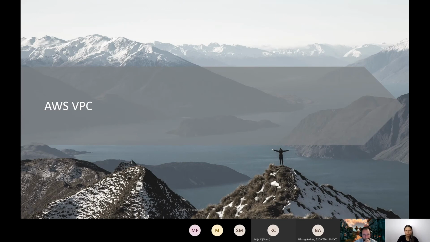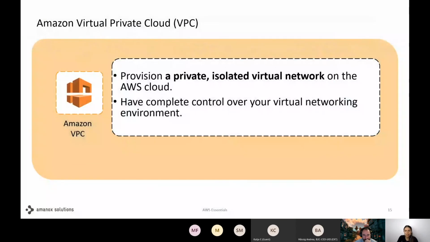Okay, then we move forward with the first service that we're going to see, which is about networking. VPC stands for Virtual Private Cloud, which is a virtual network topology that closely resembles a traditional network that you might already have seen, or something that we can also find in private data centers. With the VPC, you have complete control over the virtual networking environment, and you can easily customize the network configuration for your virtual network, such as selection of IP address range, creation of subnets, configuration of route tables, and network gateways.